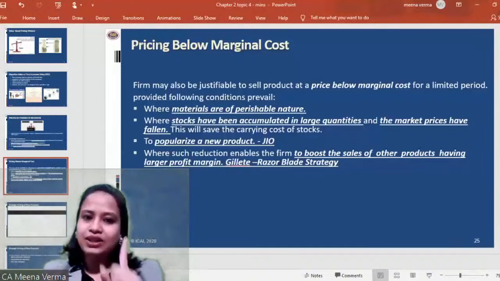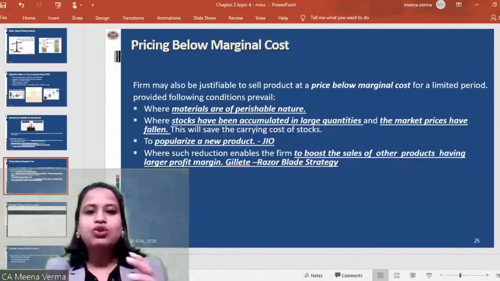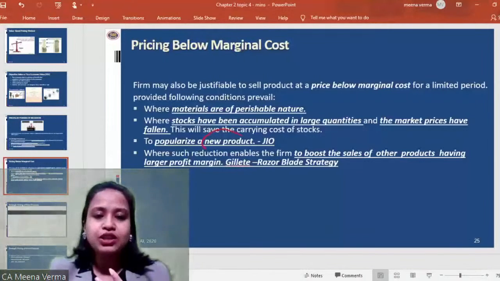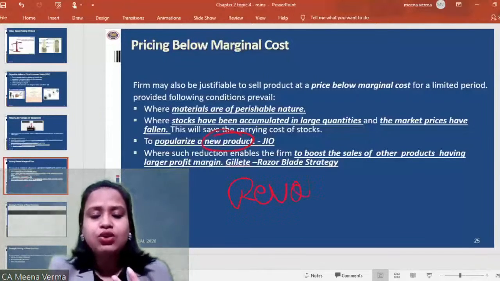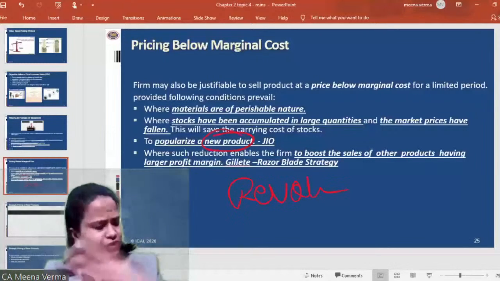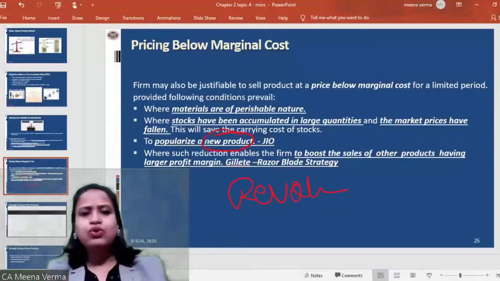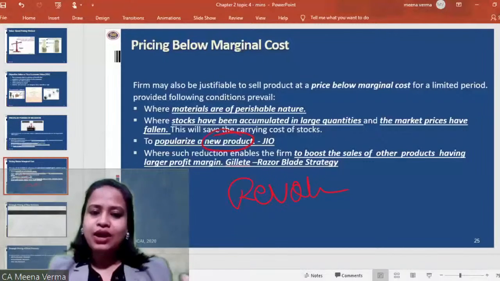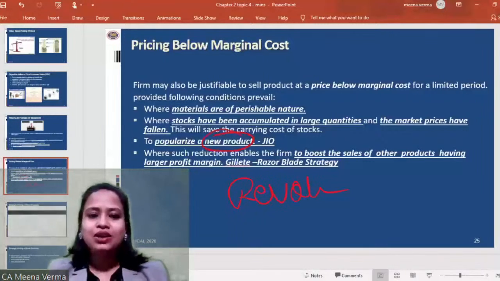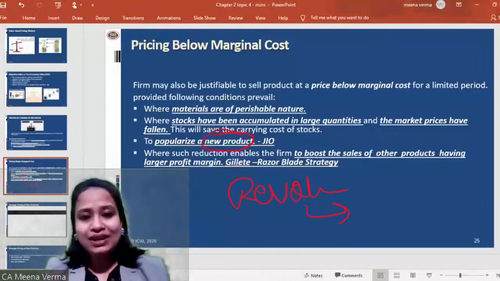Now remember why they followed this predatory pricing strategy. Remember why they followed this: in order to popularize their new product. They know that their product is a revolutionary product. They know that this product will bring revolutionary changes in the country, and it will change the way of doing work. Okay, so they know that. That time they know that, and that is why, in order to create monopoly, in order to get the benefit of economy of scale, they want to capture the entire market by popularizing their product.